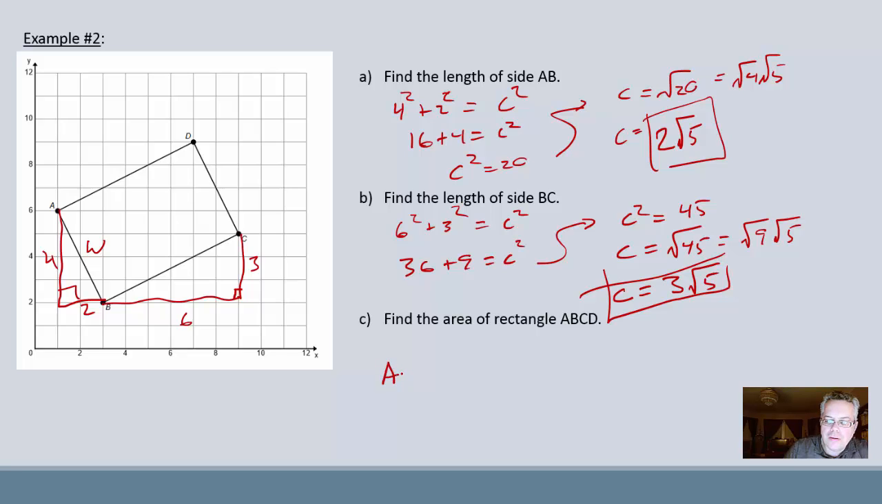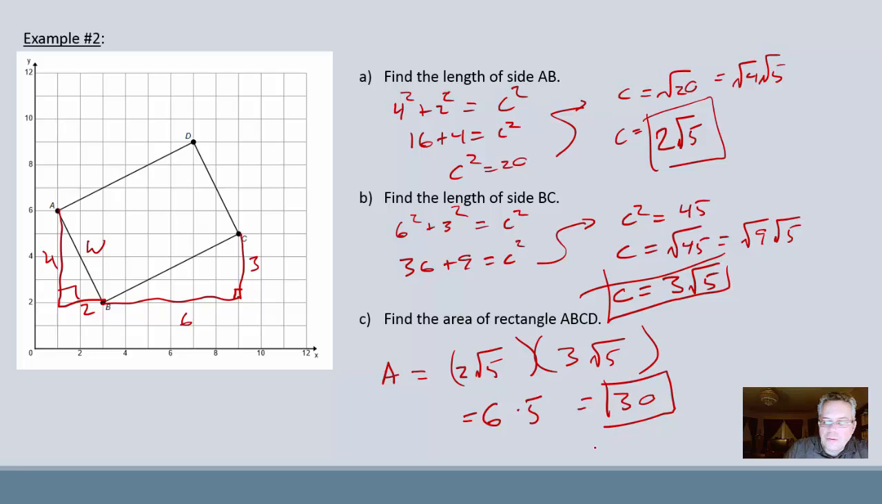So the area is going to be 2 square root of 5 times 3 square root of 5. Again, four things being multiplied together, so we can multiply the whole number parts: 2 times 3 is 6. And then square root of 5 times square root of 5 is just 5. So the final answer is 6 times 5, which is 30. Cool, it worked out to a whole number again. That doesn't always have to be the case, but it turned out that way in these two problems.